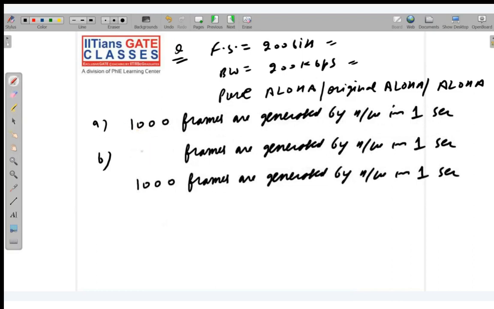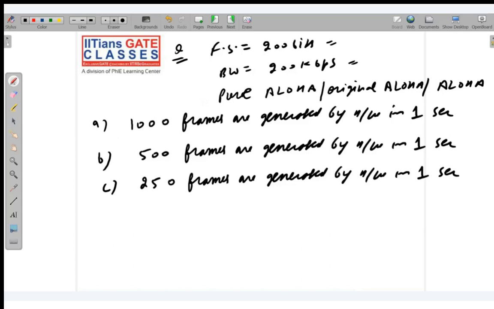500 frames, and C option is 250 frames. Okay, now they are asking about what is the throughput. A frame size is given as 200 bits, bandwidth is 200 kbps, pure ALOHA, original ALOHA, or slotted ALOHA, one and the same thing, it is given.